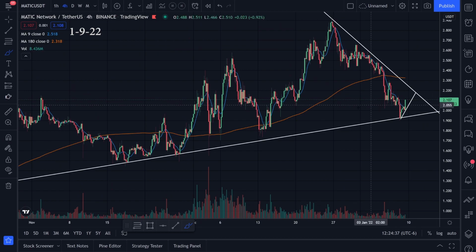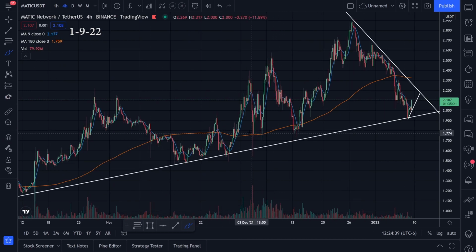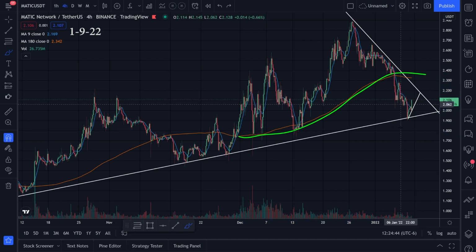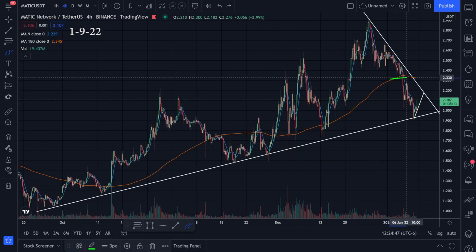Check it out on your own chart. But the other thing I'd probably be looking at, we're on the 4-hour right now, and we have this 180 moving average right here. We broke below it right there, and in general this lines up with where I'm targeting. So what I'm thinking is this might give us some resistance in general.